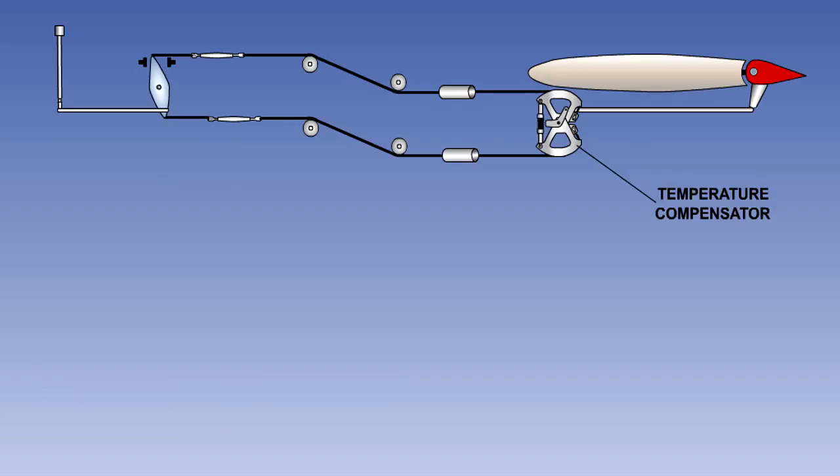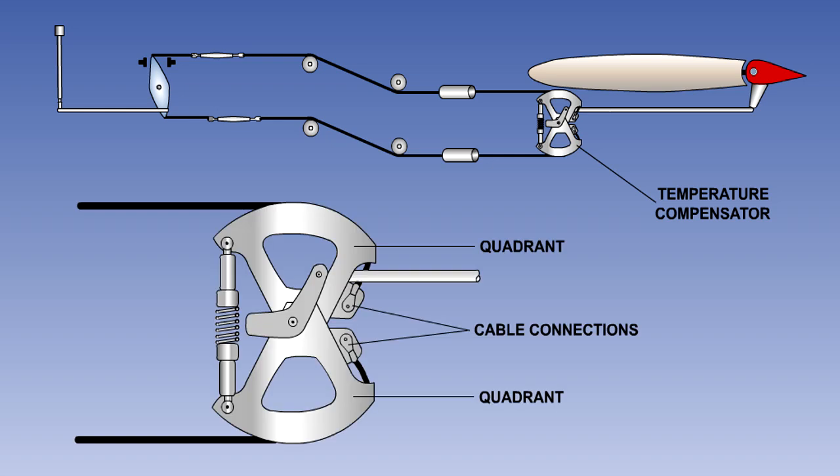Changes of temperature will change the length of the cables, and also the dimensions of the airframe structure, but as they are made of different materials, the rate of expansion will be different. This will cause a change in cable tension. On some aircraft, a temperature compensator is fitted in the control system. This automatically maintains the correct tension if the temperature changes.